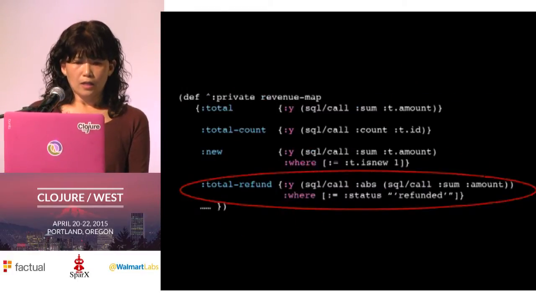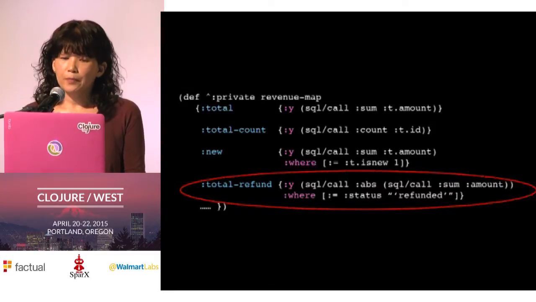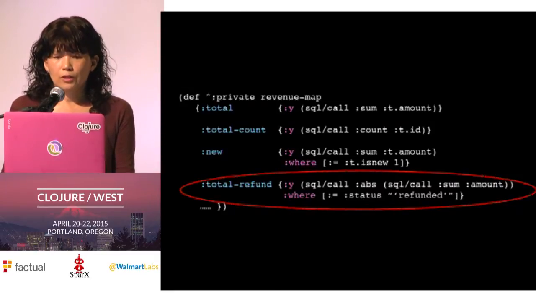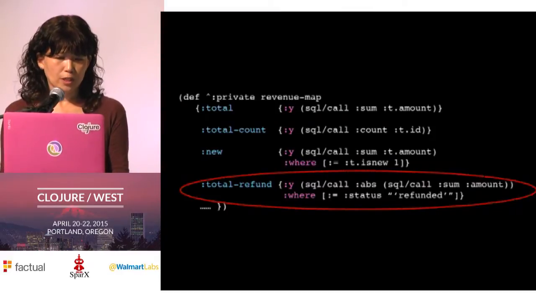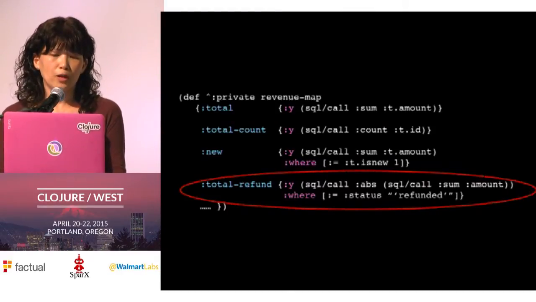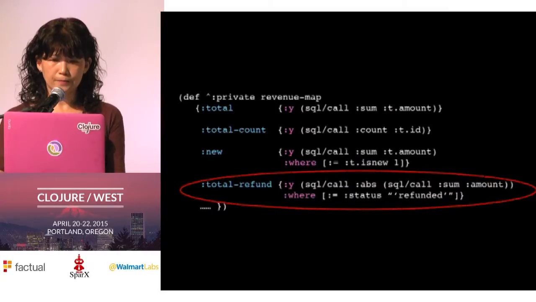Similarly, adding another revenue type is easy. Like you can see, the SQL call function can be nested. In this example, the total refund revenue type's y value is the absolute value of the sum of amount.